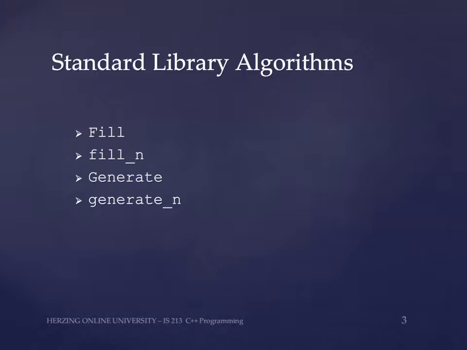Standard library algorithms. Some of the STL or standard library algorithms are fill, fill_n, generate, and generate_n. Algorithms fill and fill_n set every element in a range of container elements to a specific value. On the other hand, algorithms generate and generate_n use a generator function to create values for every element in a range of container elements. The generator function takes no arguments and returns a value that can be placed in an element of the container.